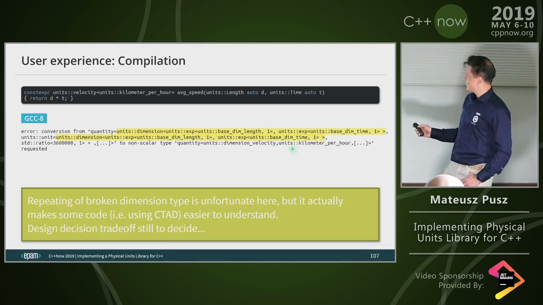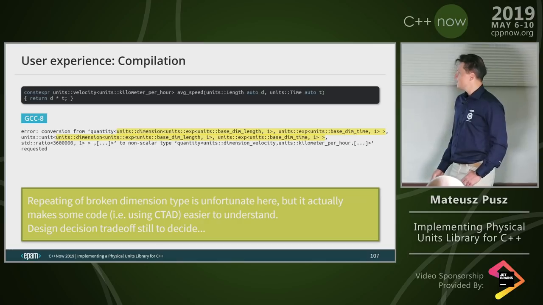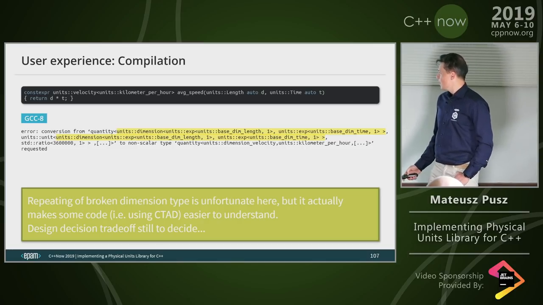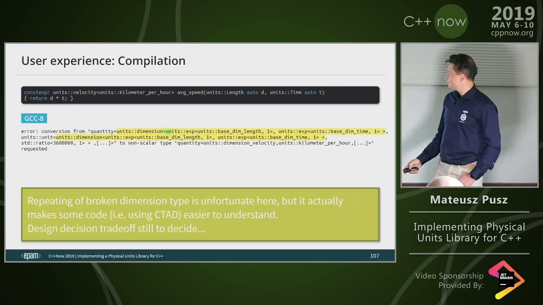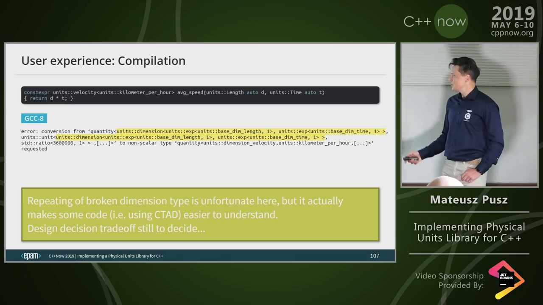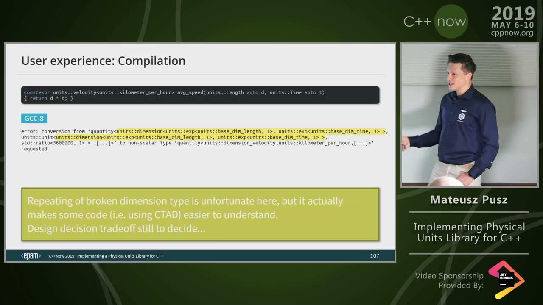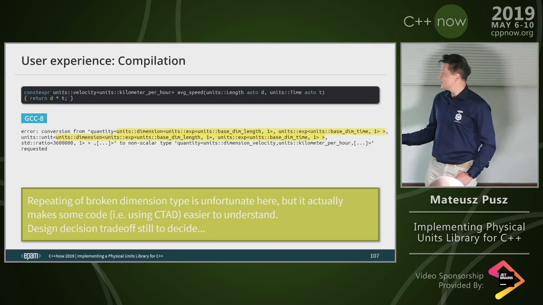So actually, here is a good type already. So this is at least a good improvement here. Repeating of this unit here makes the error longer. So it may not be that good from the user experience point of view while analyzing this specific error log. But it actually makes the design easier. You will see that it works better in the other slide.